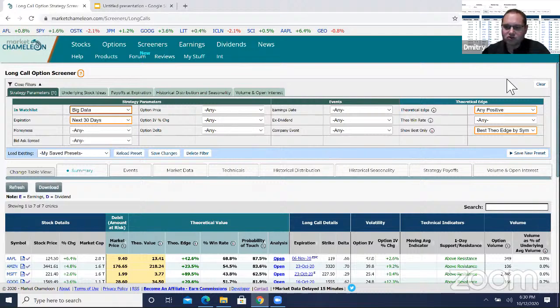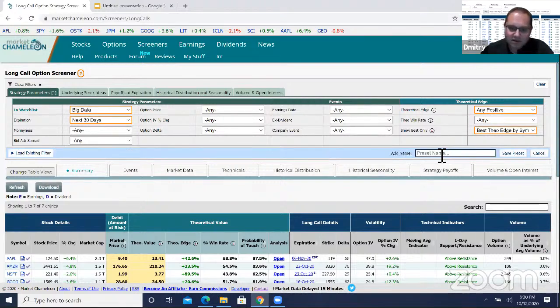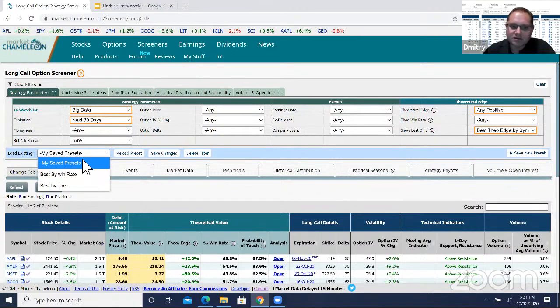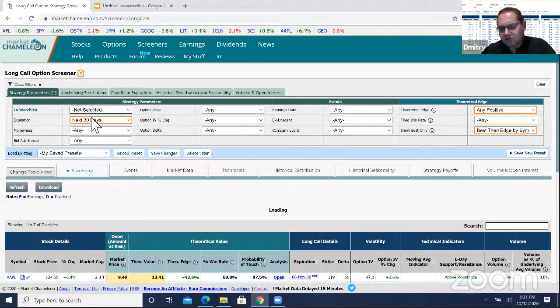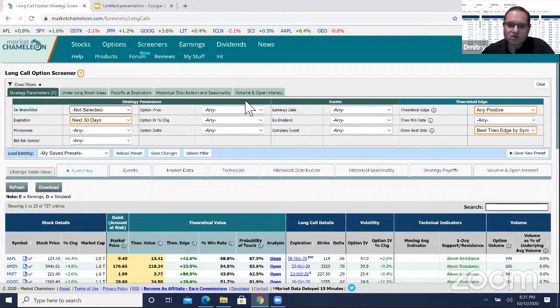Once you get your filters all set the way you want them, just save it. My big data Theo, or whatever, give it any name you want, and it will be in your drop down next time you come back. Okay, so that's how you would do it. I'm going to unselect this.